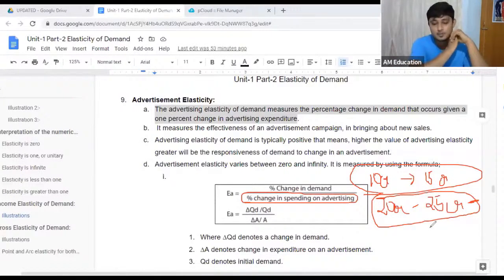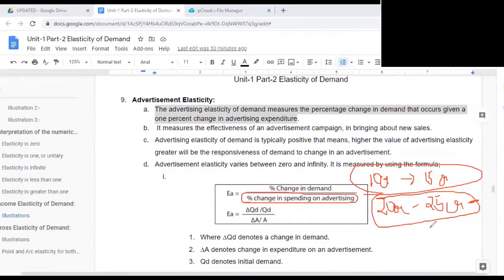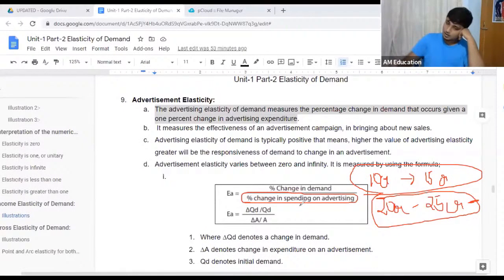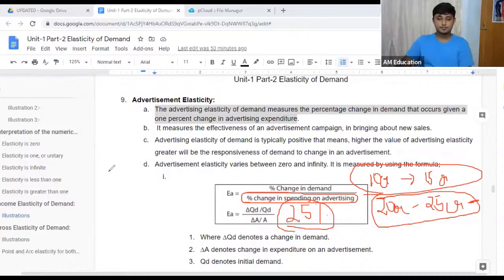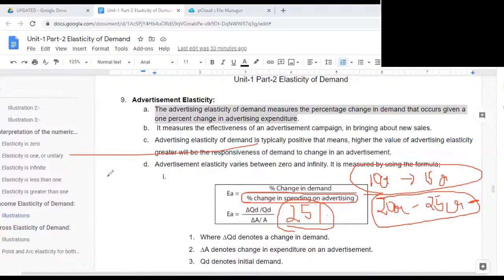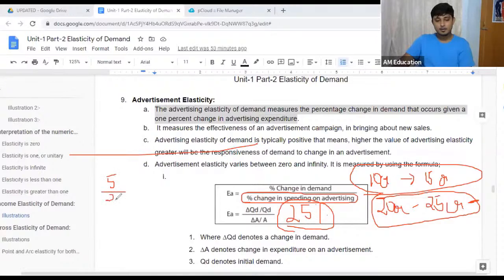5 by 20. Sorry? How much? 25. 25%? Does anyone have a different answer? No, sir, 25. How did you get 25? 5 divided by 20 into 100. 5 divided by 20, into 100, is equal to?